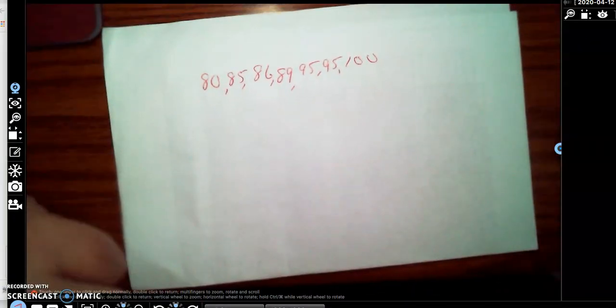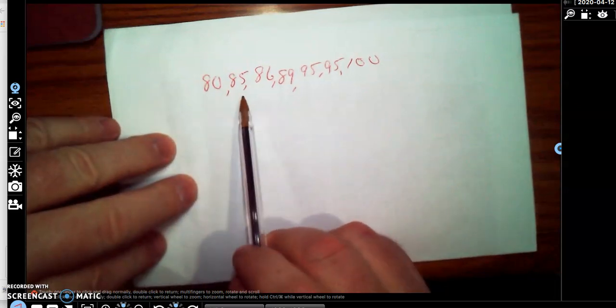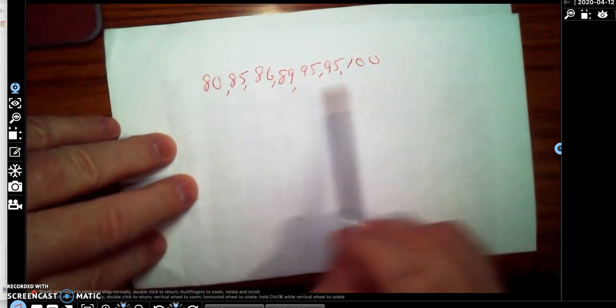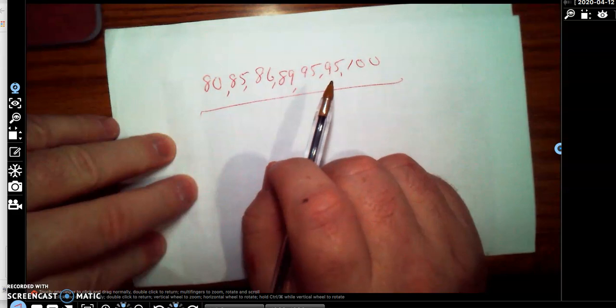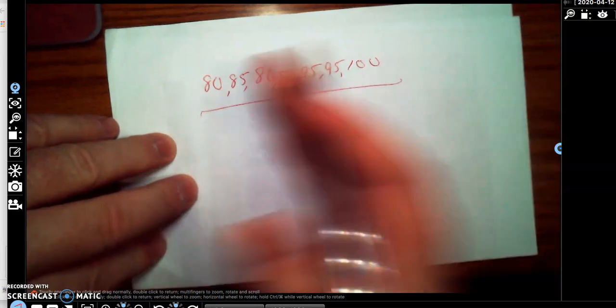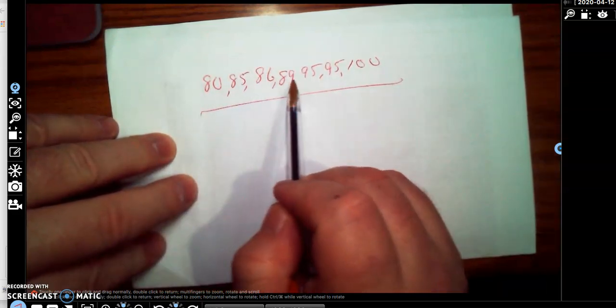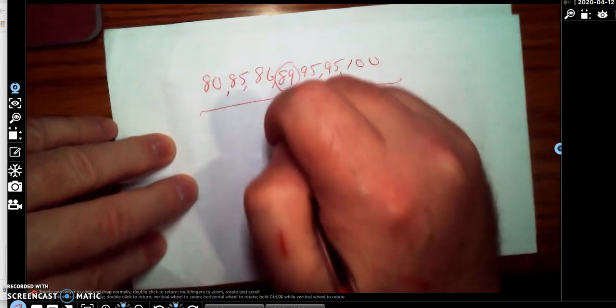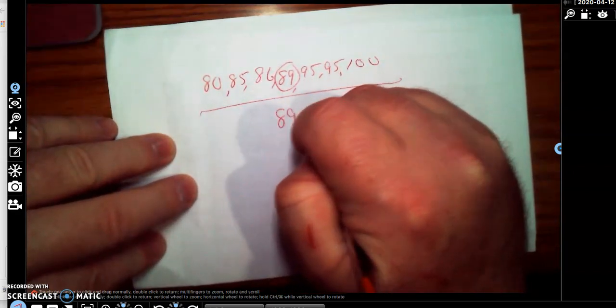Okay, so if you copy down the numbers in order, it should look something like this. If you want to count them up, you got 1, 2, 3, 4, 5, 6, 7 numbers. 7 numbers is going to make it an easy one, because now we just have to find the middle number. 1, 2, 3, 4. Here's your middle number. 89 would be called our median.